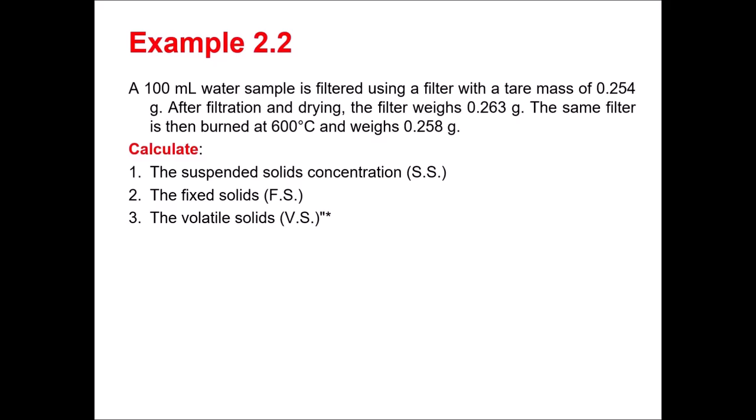And here, example 2. A 100 milliliter water sample is filtered using a filter with a tare mass of 0.254 gram. After filtration and drying, the filter weighs 0.263 gram. The same filter is then burned at 600 Celsius and weighs 0.258 gram. Calculate suspended solids, fixed solids, and volatile solids.